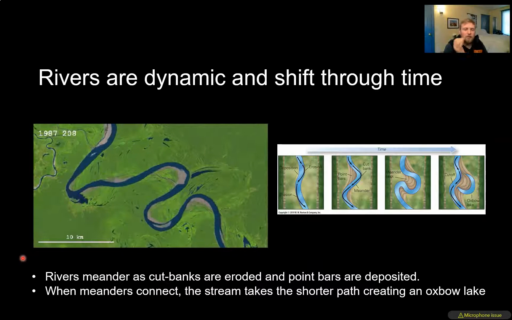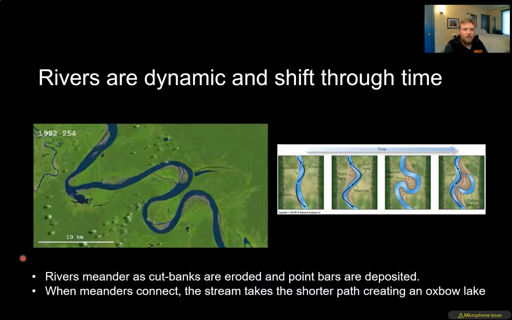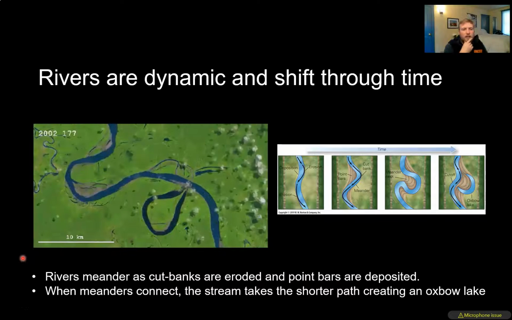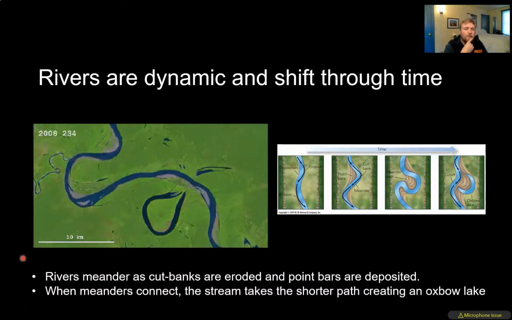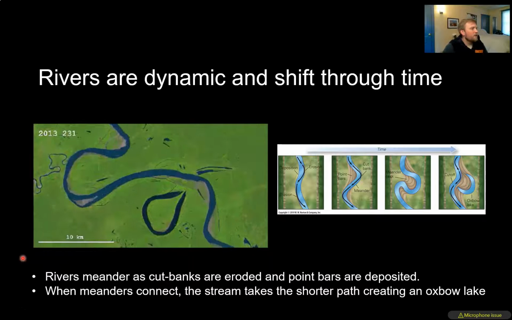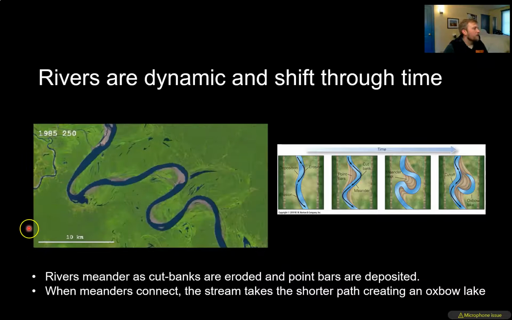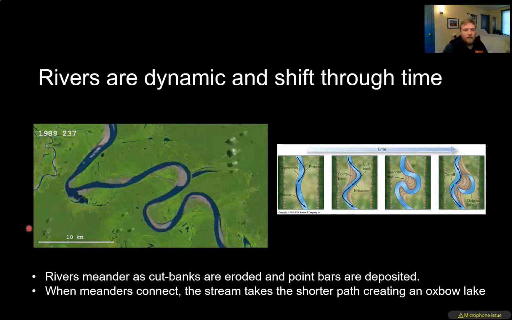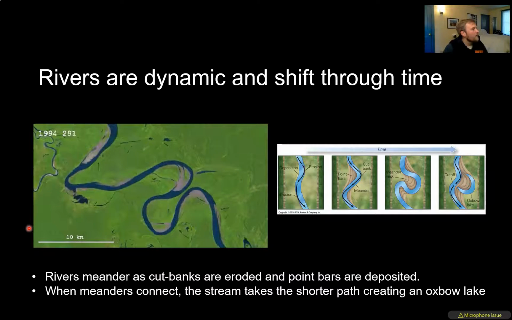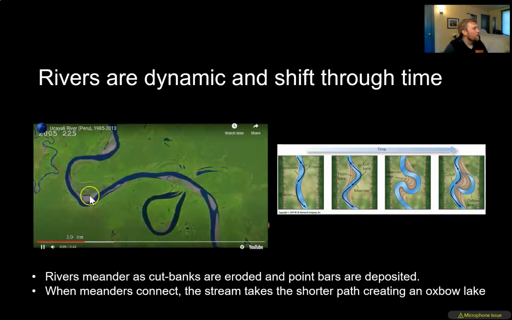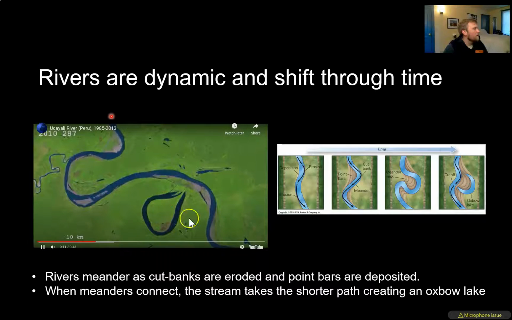Rivers are constantly moving, eroding, and depositing sediment, and so if you track their path through time, they can change course. So this is a time lapse of a meandering river that's evolving in the Amazon, in the Bolivian Amazon. And what you see here is the river that is moving downstream like this, right?